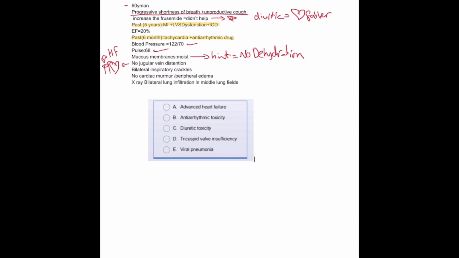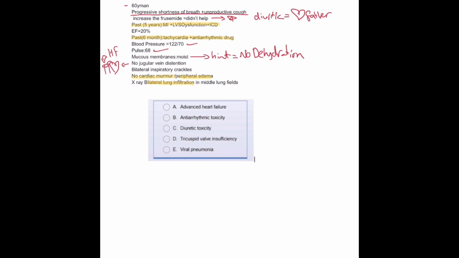There is an inspiratory crackle. There is no cardiac murmur. This is also maybe leading us. And no peripheral edema. Okay, so the X-ray is showing a bilateral infiltration in the middle of the lungs. The main question is, what is the main cause of this dyspnea?